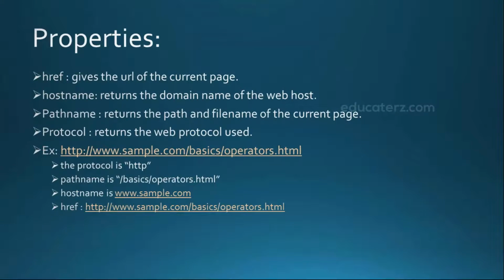In this example you can check I declared a website name, say www.sample.com/basicsoperators.html. Here the protocol value of the location object becomes HTTP, the pathname becomes basicsoperators.html, the hostname becomes the actual domain, and then the href returns the complete URL. This is how the properties of the location object contain the values related to the current page.